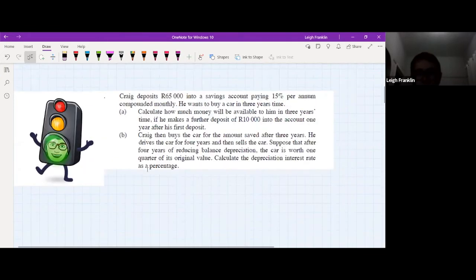Okay, so the best way for us to answer this is to use a timeline. T0 represents Craig depositing the 65,000. He wants to buy the car in 3 years' time, so we've got T1, T2, T3. He deposits 65,000 Rand into the account at the beginning. And then 1 year later, a jump from here to here, he now deposits another 10,000 Rand.